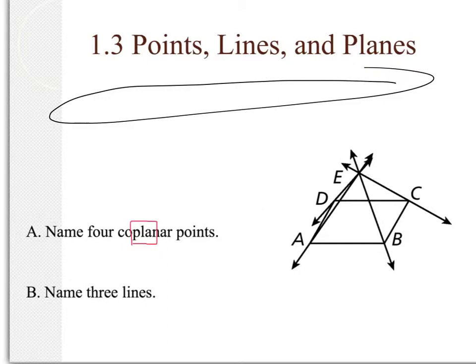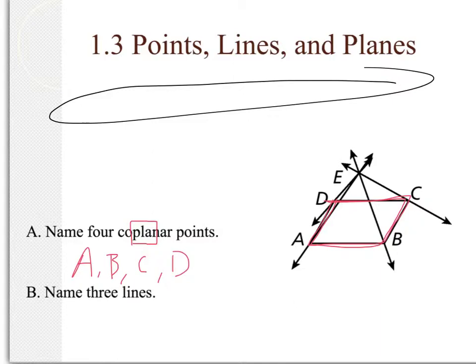We're looking for 4 coplanar points, and if you look at this diagram, you will notice the plane right there, as I highlighted it in red. So there are 4 points that are labeled there. They are A, B, C, and D. Okay, A, B, C, and D, 4 coplanar points.